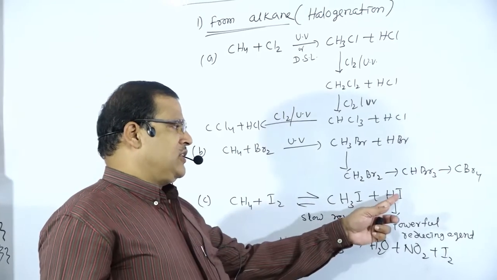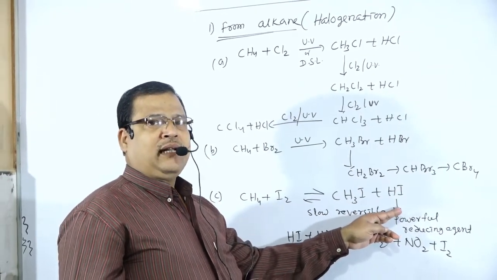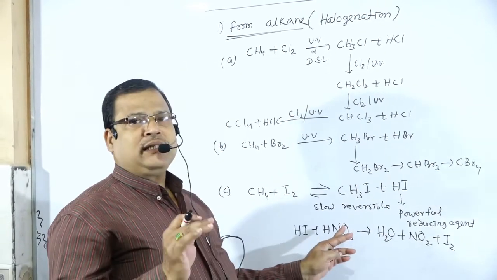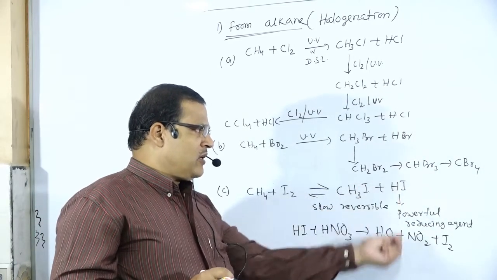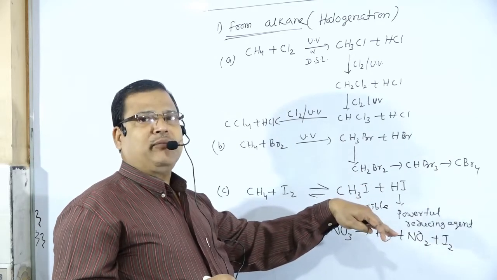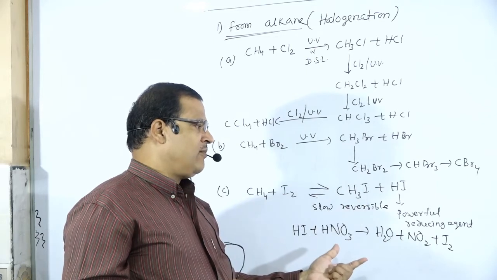So HI is consumed. Immediately after the formation of HI, it will get consumed by HNO3. According to Le Chatelier's principle, whenever the concentration of the product decreases, the reaction will be carried out in the forward direction, meaning more and more CH3I will be produced.